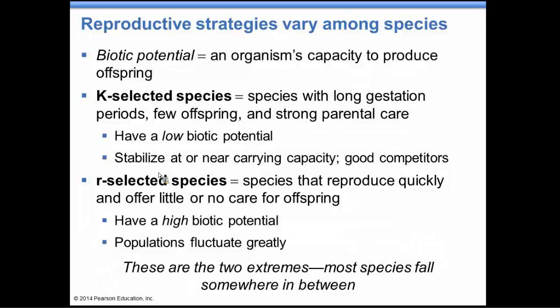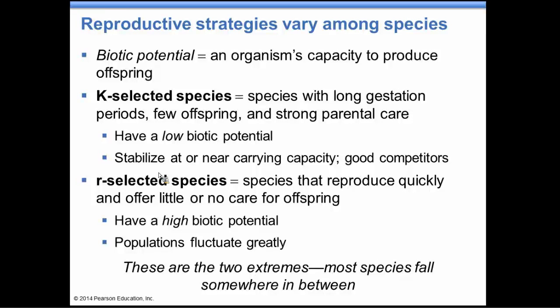So reproductive strategies also vary among species, and organisms differ in their biotic potential, or capacity to produce offspring. Species that devote large amounts of energy and resources to caring for a few offspring are said to be K-selected, because their populations tend to stabilize over time at or near their carrying capacity.